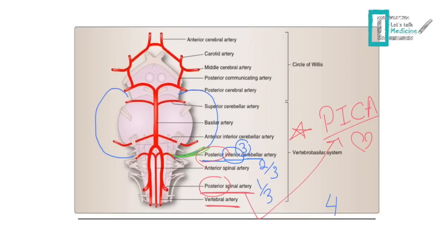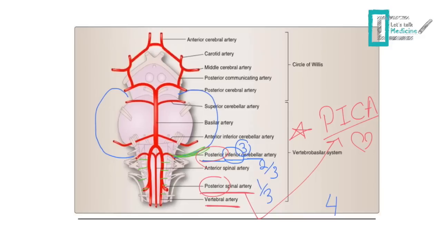Now, to the last branch of the vertebral arteries. It's actually not shown in the picture, but it makes sense that if the vertebral arteries are passing on the anterior surface of the medulla oblongata, they will actually give branches to the medulla oblongata. So the vertebral arteries will actually give you medullary arteries to supply different parts of the medulla oblongata.